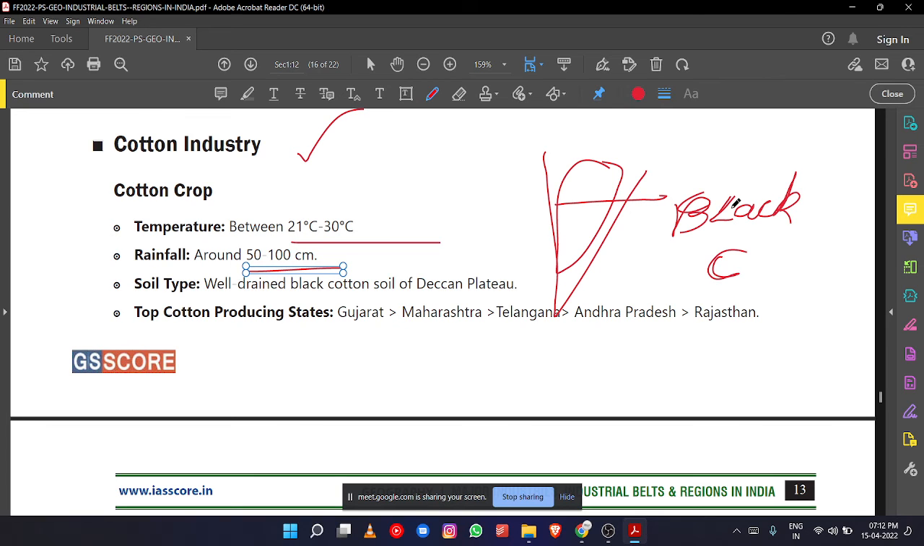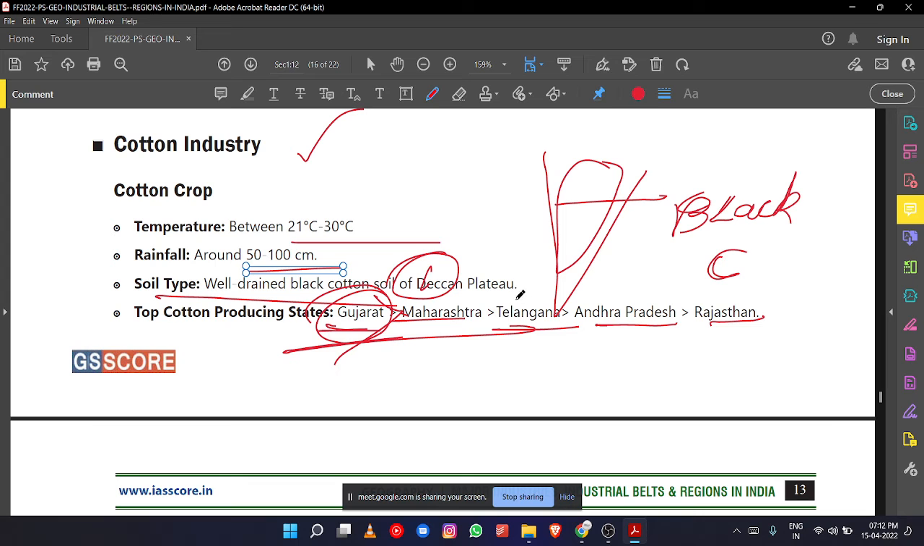Black cotton soil is the only suitable soil. It is well drained because it doesn't allow stagnation of water. The water will percolate deeper, so it is a well drained soil. If we see the top cotton producing states: Gujarat, Maharashtra, Telangana, Andhra Pradesh and Rajasthan. Gujarat highest, remember Gujarat, followed by Maharashtra, Telangana and Andhra Pradesh.